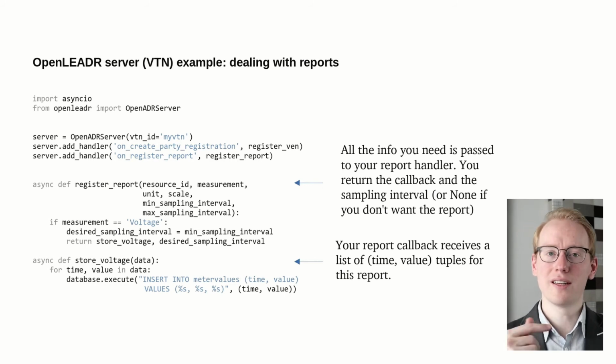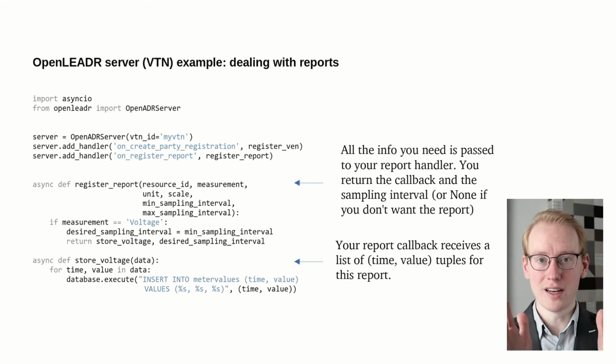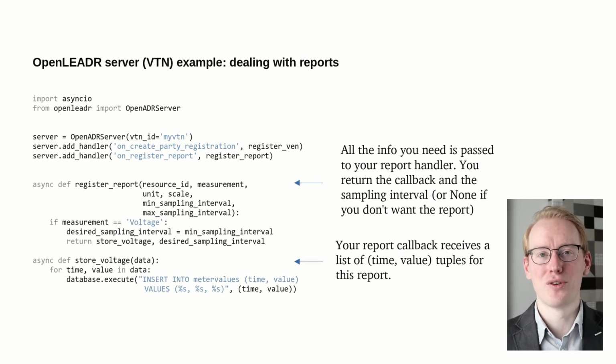Now, once the VEN starts sending you these update report messages, your store voltage handler in this case will get called with the data. It receives a list of time value pairs, and you can put them in a database, or you can analyze them, or you can do whatever you want with them. Again, in just a few lines of code.